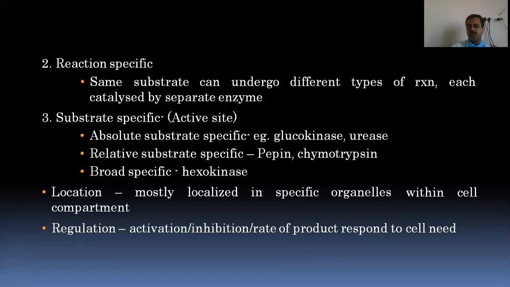Reaction specificity. Some substrates can undergo different types of reactions, each catalyzed by a separate enzyme. Substrate specificity. Absolute substrate specificity means what is the shape of that particular enzyme and how the substrate is fitting it. It is very much specific. The examples are glucokinase, urease. Relative substrate specificity: pepsin or chymotrypsin. Broad specificity: hexokinase. So these are all specificities that are associated with the interaction of enzyme and the particular substrate.